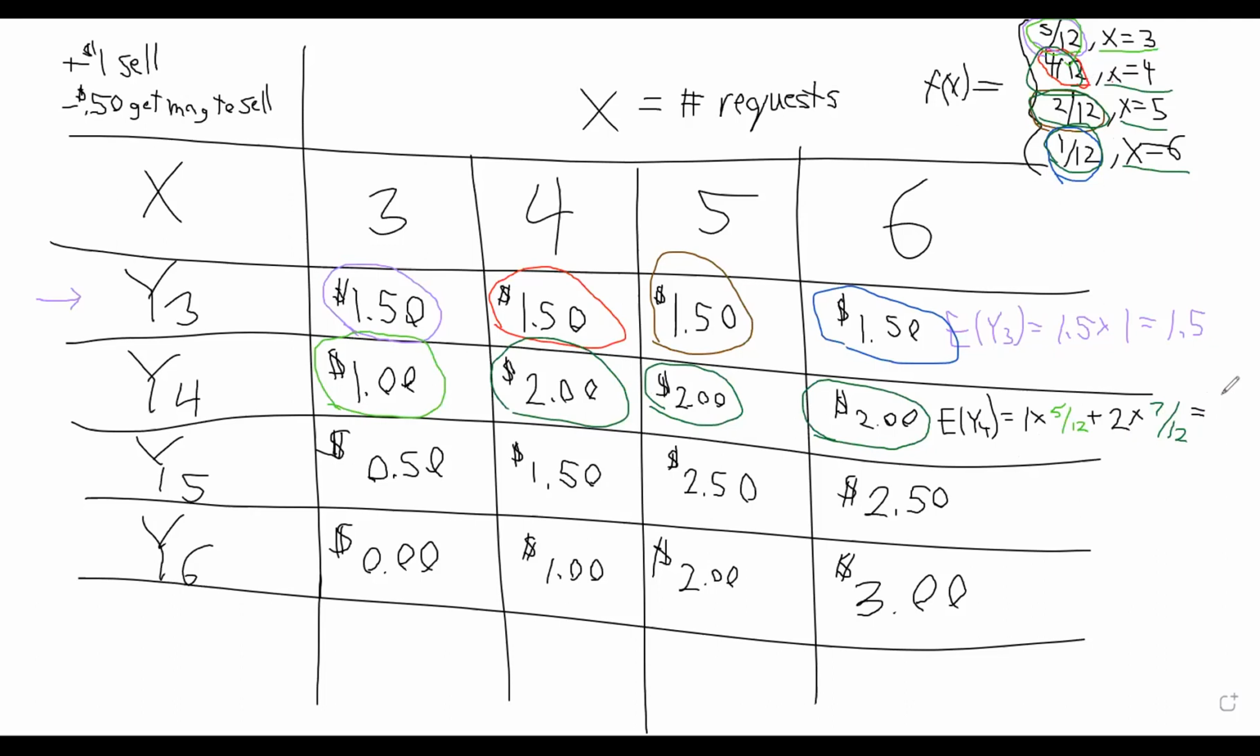And so then that would give you 1.58. So the expected value of y sub 4 is 1.58. And so you calculate the other ones similarly. So the expected value of y sub 5 would be, you have three possible values of y sub 5, right?